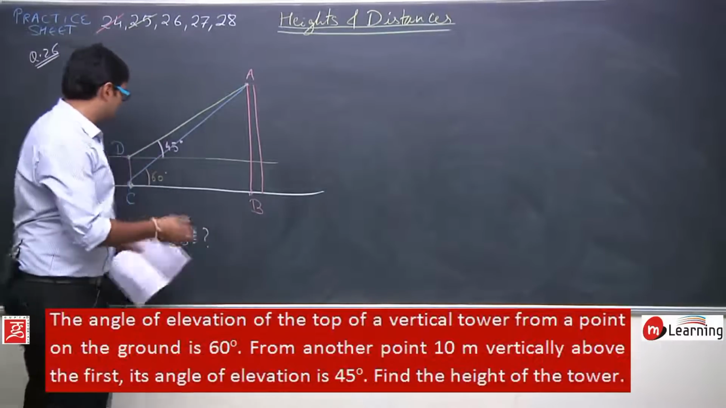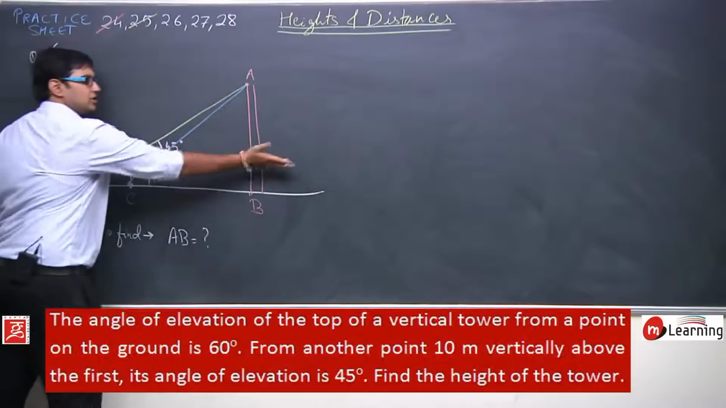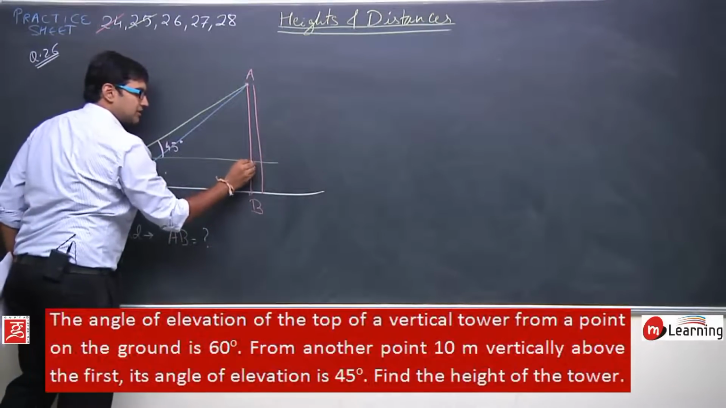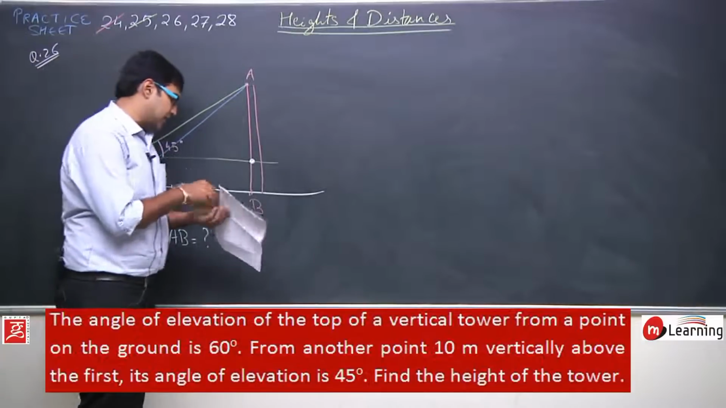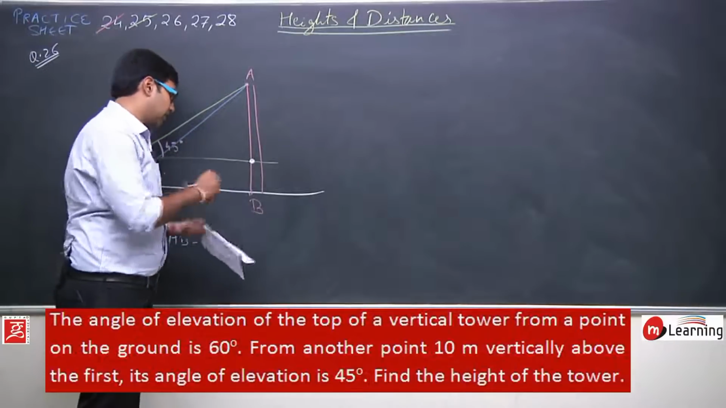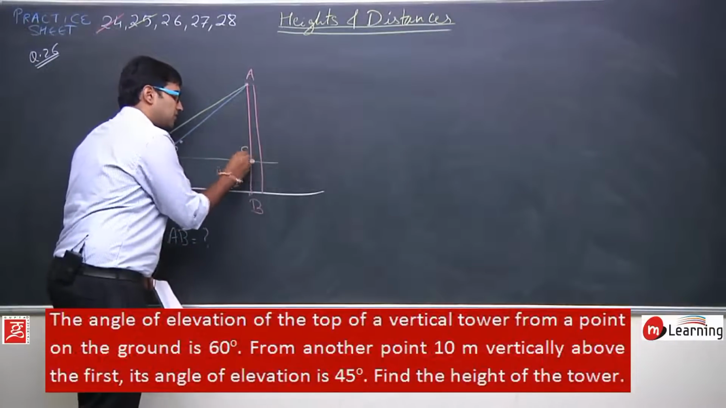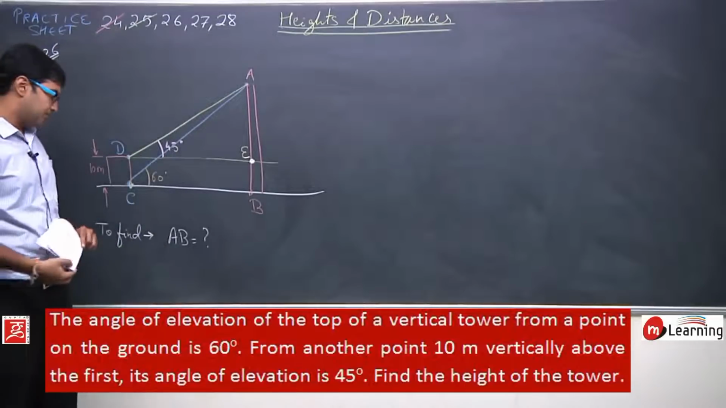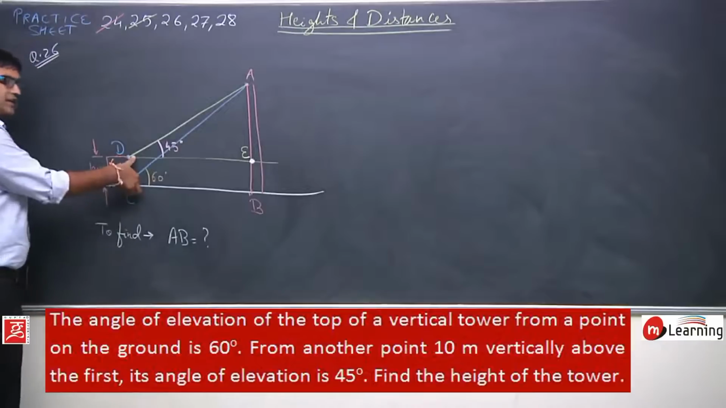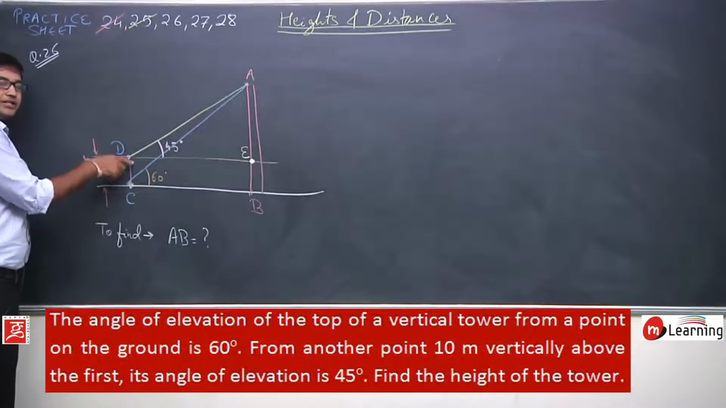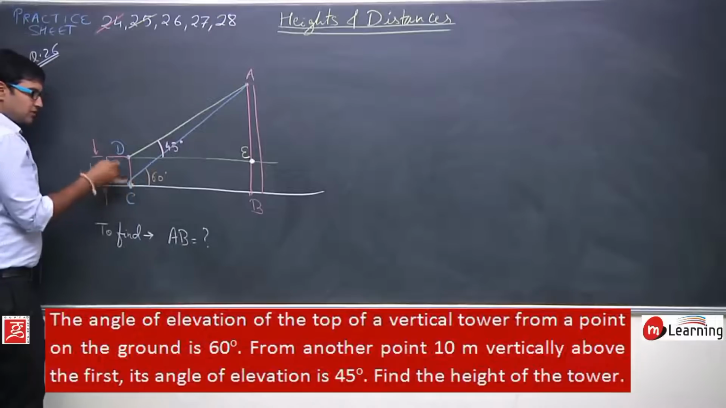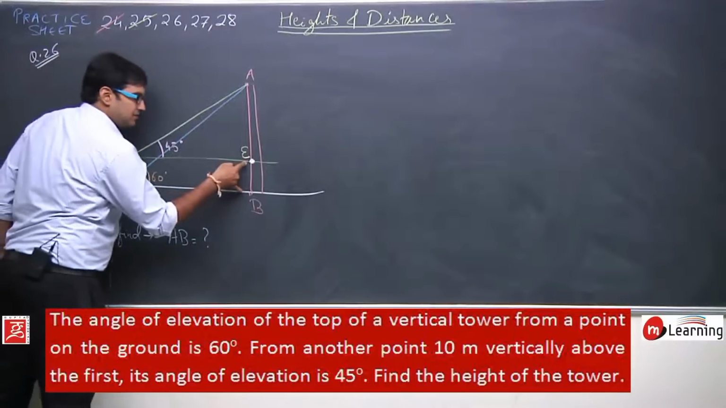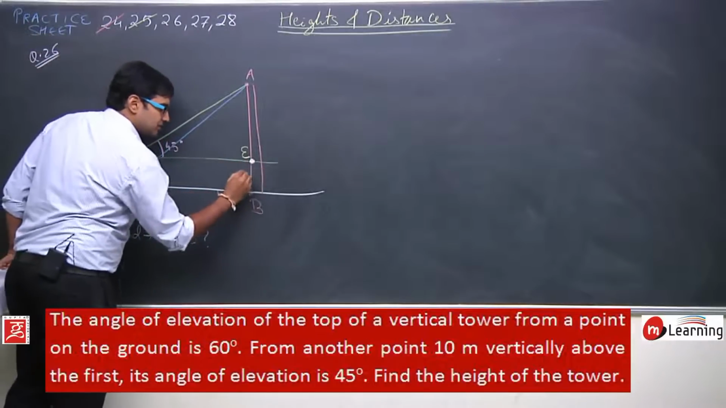Now from this D point, if I draw the horizontal, this is the point where this horizontal meets the tower. Let us say this point is E. I name this point as point E. Now if this CD is 10 meters, because this D point is 10 meter vertically above this C point, then EB is also 10 meter. So this is 10 meter.